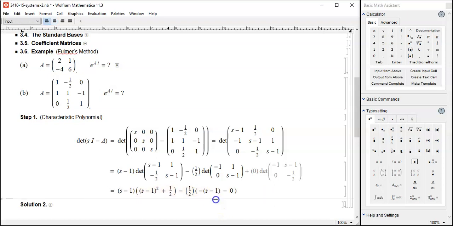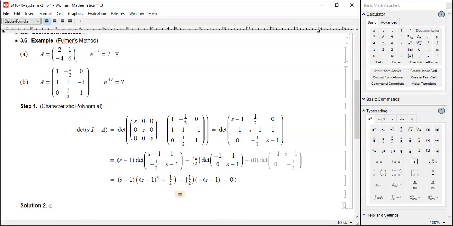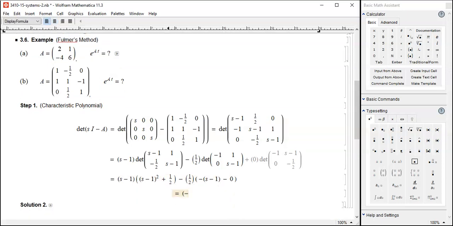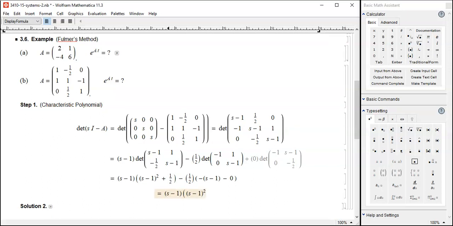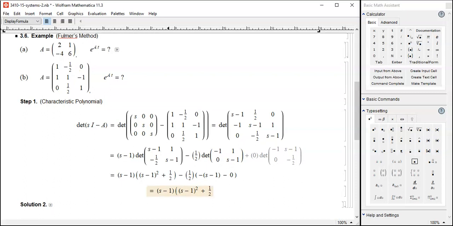And then let's take a separate new line to do this computation. S minus 1, S minus 1 total quantity squared plus 1/2. And then I have too many negatives, so plus 1/2 S minus 1. That's it, isn't it? Plus plus.